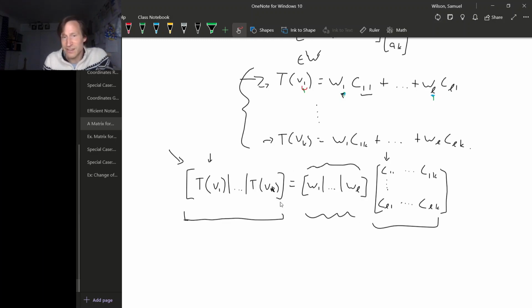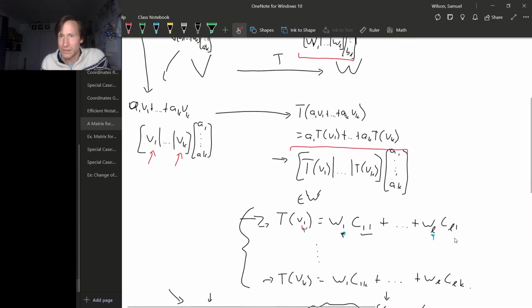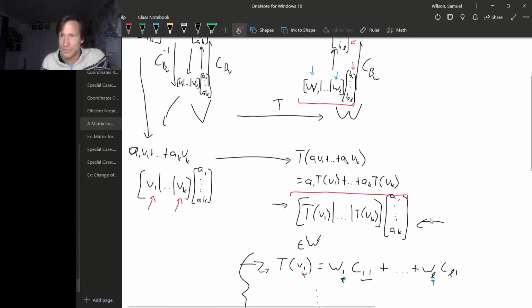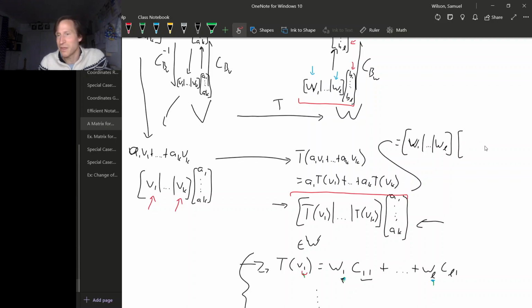So what we'll do is take this expression for T sub V1 through T sub Vk, and plug it into that formula we got up above. So that was up here. So another way to write this is W1 through WL times our matrix of C's. So rather than write it all out, I'm just going to write Cij. So that's this first bit. And then the rest of it that we need to write down are these coordinates, A1 through Ak.